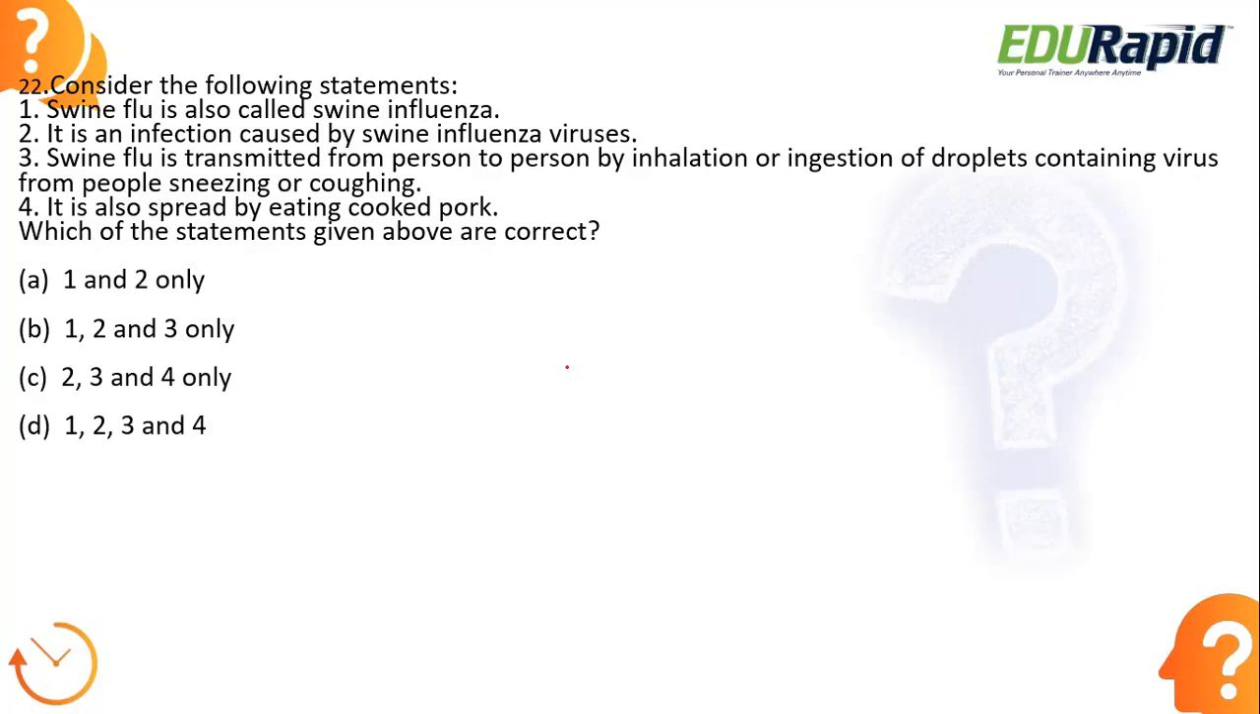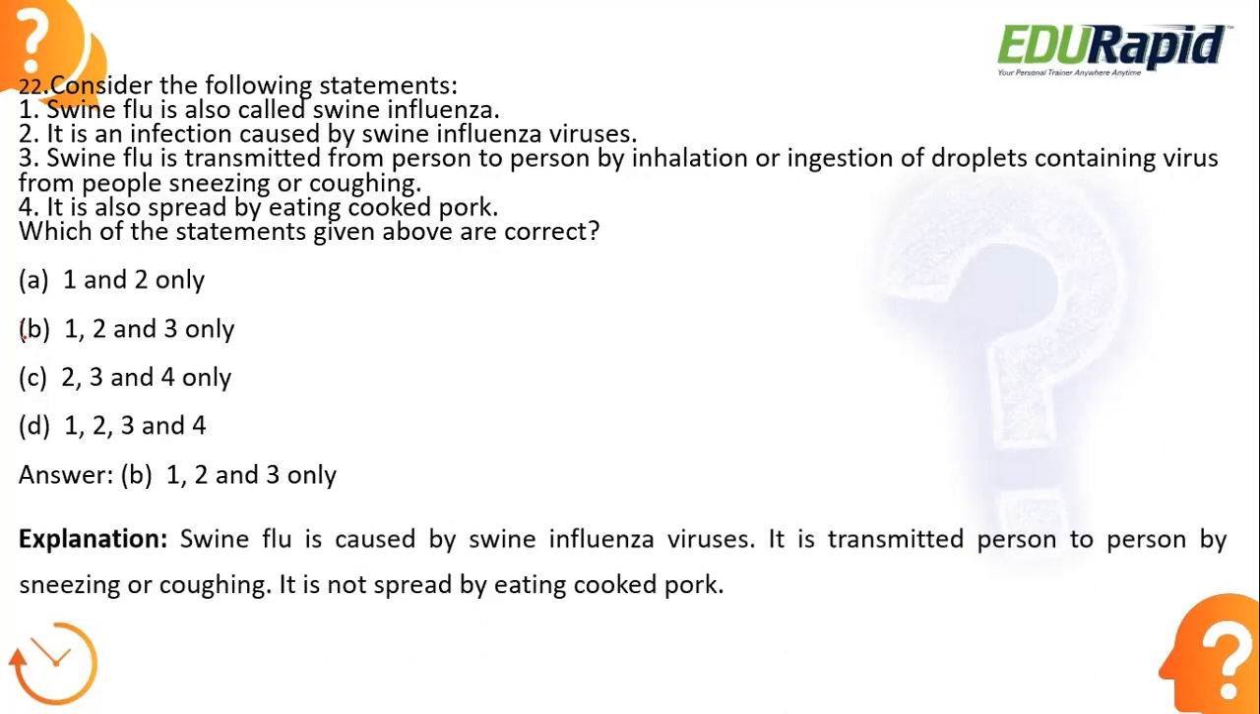Now let us look at the right answer. Here we have the right answer, that is option B. So here we have the first statement, second statement and third statement. All these three statements are correct, but not the fourth. Regarding swine flu, swine flu is caused because of the swine influenza virus. It is one of the viruses that causes swine influenza in an individual.